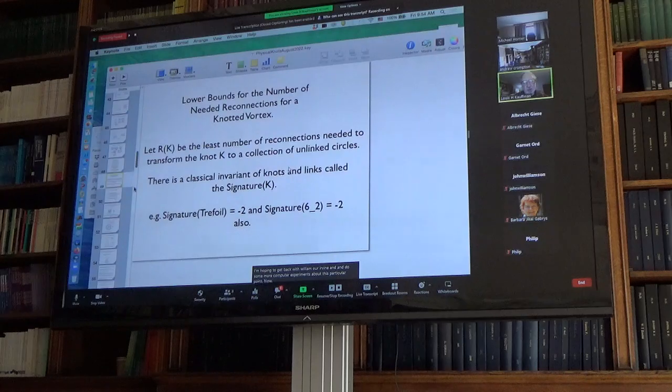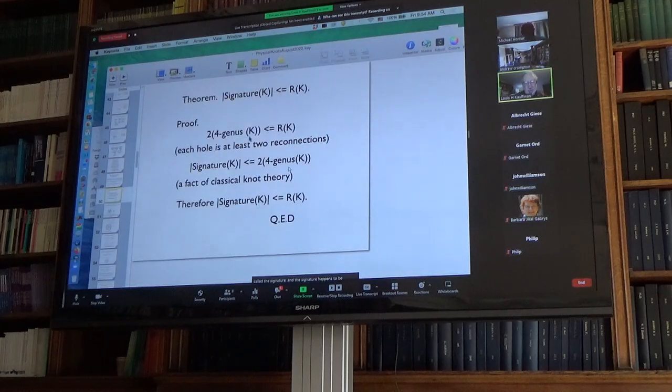Now, what about lower bounds? Well, then you can go over to the world of topological invariants, the kind of things that I was talking about at the beginning. And there's a well-known invariant of knots and links called the signature. And the signature happens to be a lower bound on the genus. That the genus in the four-ball of that world line is less than or equal to the signature is less than or equal to twice the genus in the four-ball.